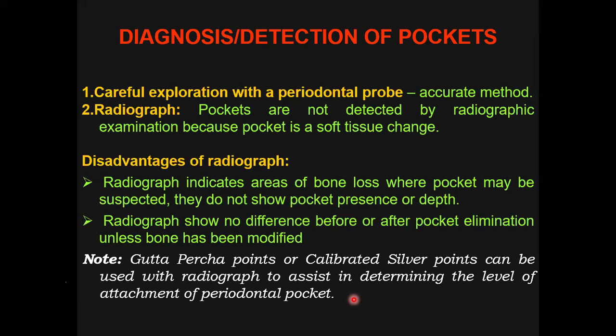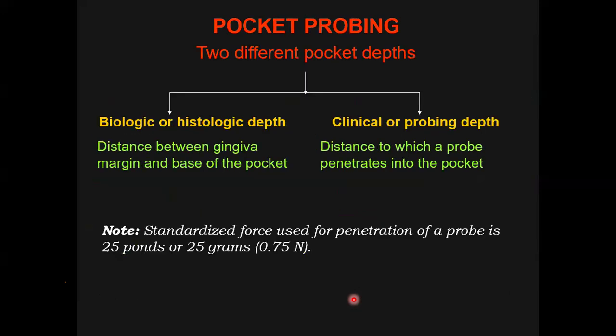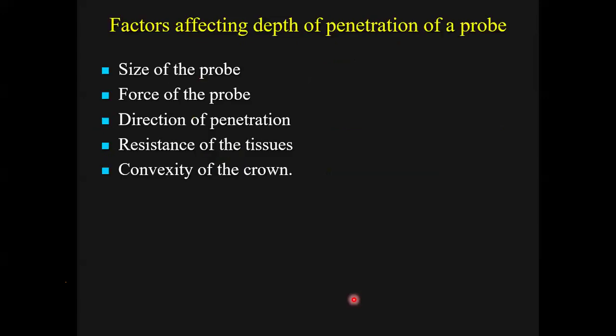Sometimes a gutta percha point or calibrated silver points can be used with a radiograph to assist in determining the level of attachment of a periodontal pocket. So basically, there are two different pocket depths, a biologic or histologic depth and a clinical or probing depth. Biologic or histologic depth is the distance between the gingival margin and the base of the pocket, and clinical or probing depth is the distance to which a probe penetrates into the pocket. The standardized force used for penetration of a probe is 25 grams or 0.75 Newton.